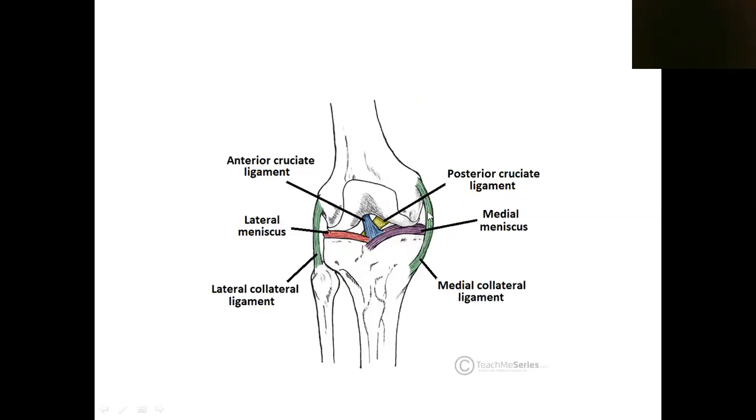Now, if you move downward, the lower end divides into two thin bands, one anterior and one posterior. Here we can see the anterior band. So the upper end is attached to the medial epicondyle, then it divides into two bands, anterior and posterior. Here in this diagram, this is the anterior band. It is attached to the medial surface of the tibia and the medial border of the tibia.